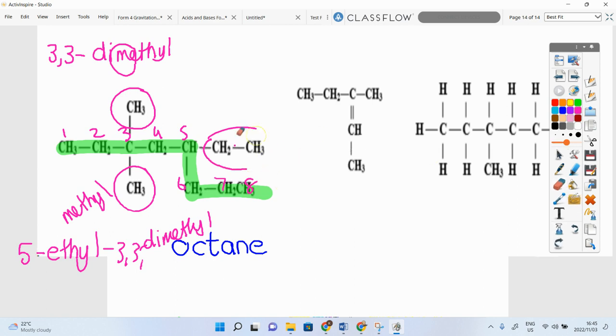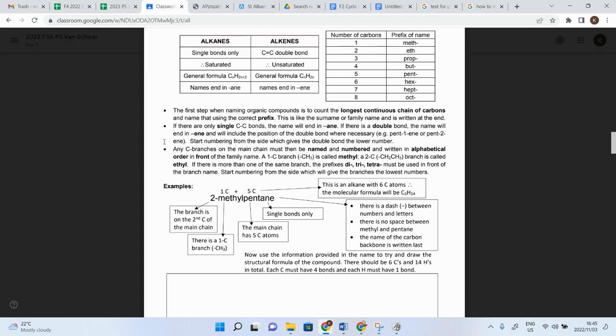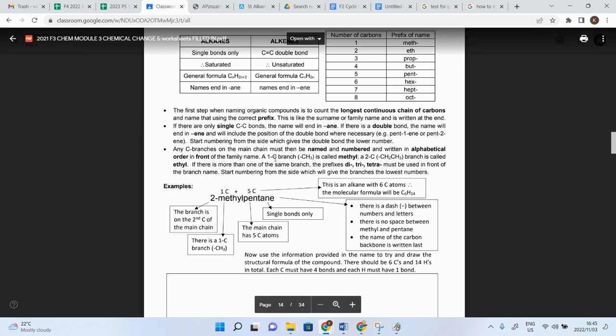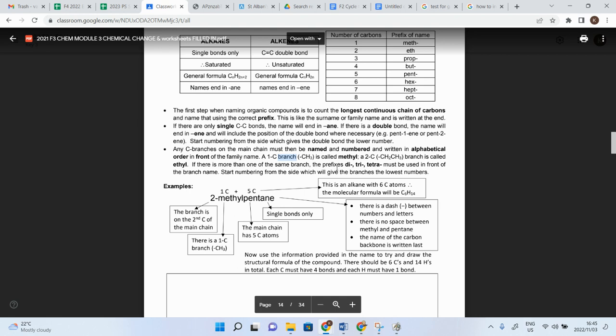So when you name the full thing, between ethyl and methyl, ethyl goes first because it's alphabetically first. You'll see it does say that here in your notes. Any branches must be named and numbered and written in alphabetical order in front of the name. The prefixes di, tri, tetra must be in front of the name, but they don't count for the alphabetical order.